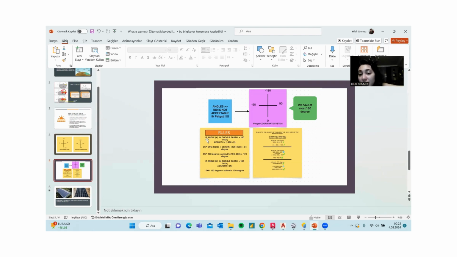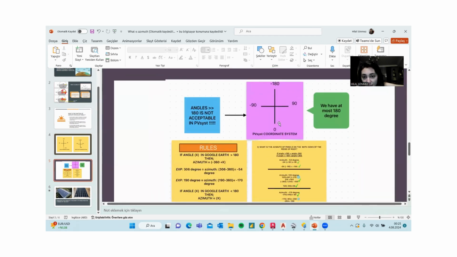Let's try to understand the rules. What are the conversion rules? As you can see, this is the coordinate system of Pvsyst. We have at most 180 degrees and at least minus 180 degrees. Angles greater than 180 degrees or less than minus 180 degrees are not acceptable in Pvsyst.